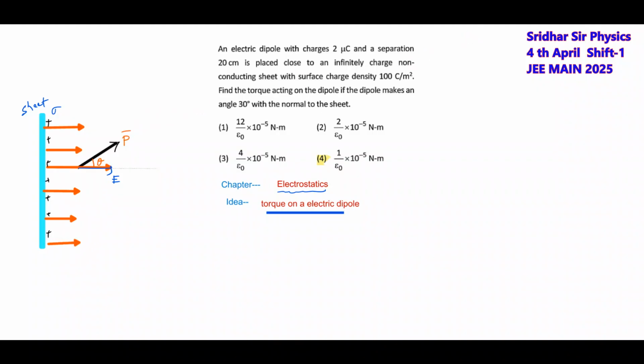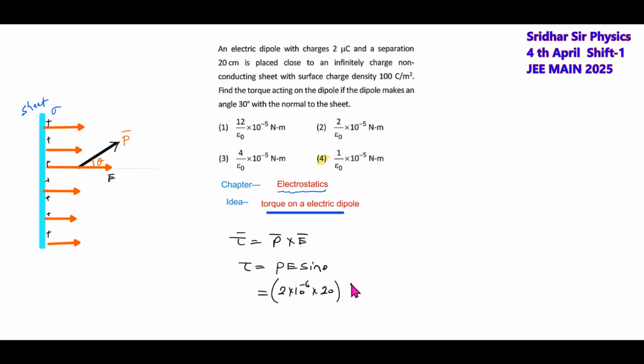Okay, no confusion. Here, this is the electric field. Then what is the formula? Torque equals P bar cross E bar, so PE sin theta. This torque is being asked. We don't know the electric dipole moment. What is the electric dipole moment? 2 microcoulomb into 20 centimeter, so 2 into 10 to the power of minus 6 into 20 centimeter.